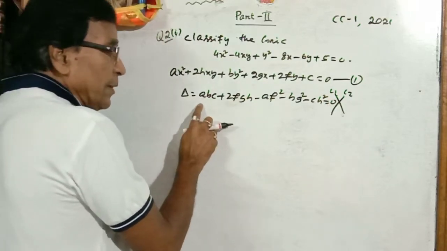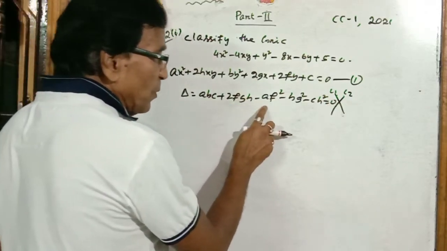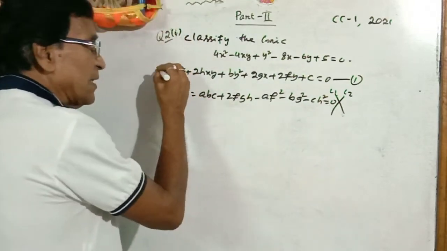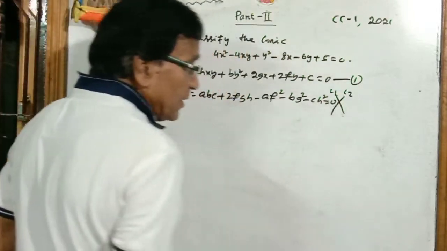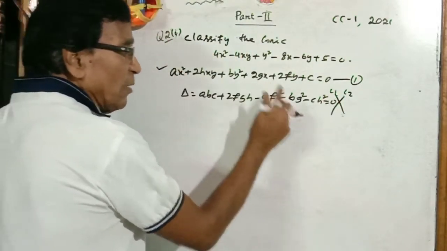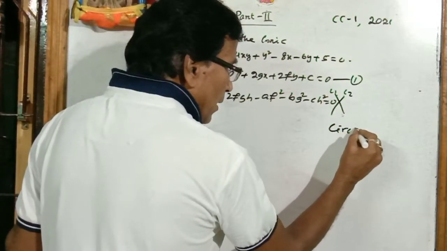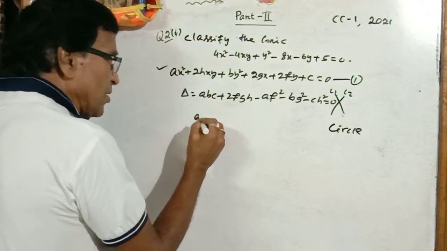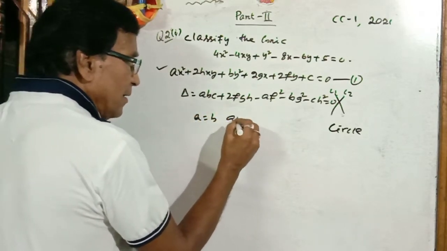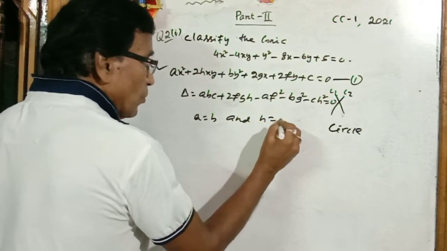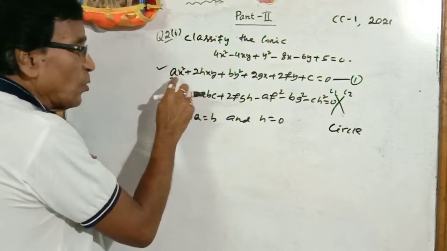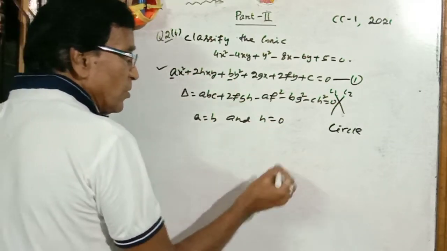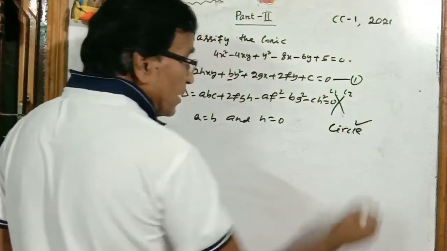So if delta, that means ABC plus twice FGH minus F square minus BG square minus CH square, is equal to 0, then this equation will represent a pair of lines. Again, this equation will represent a circle if A is equal to B and H is equal to 0. That means if the coefficient of x square is equal to the coefficient of y square and H is equal to 0, then this equation will give a circle.